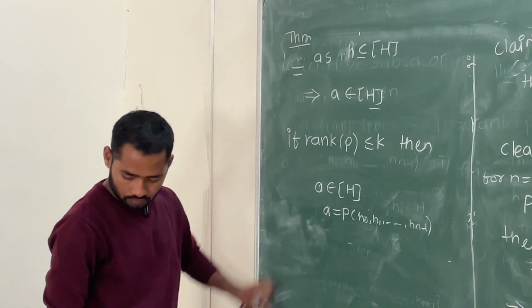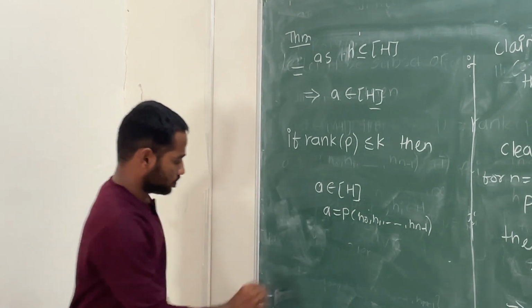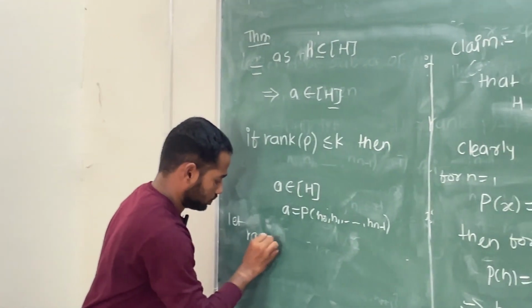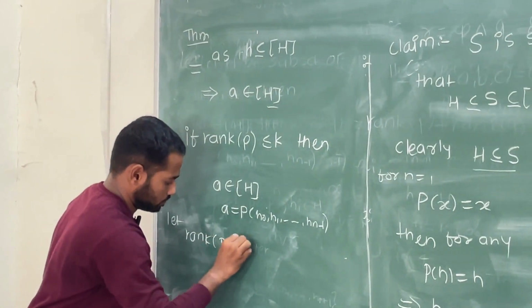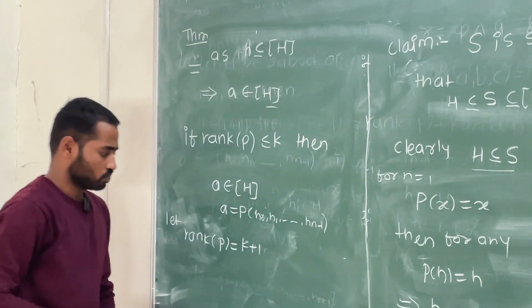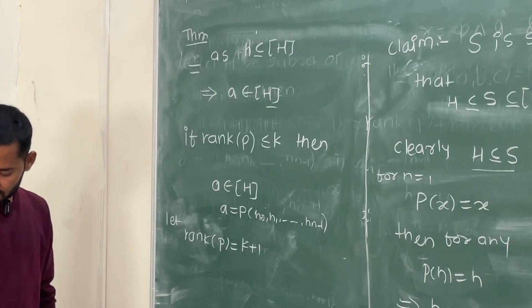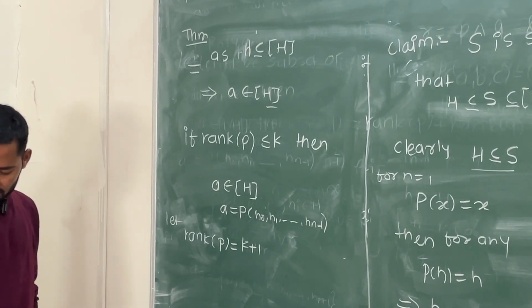Now let rank of the polynomial P be k plus 1. For this also, if a is equal to P of that value, we want to show that a belongs to square bracket of H. Is this clear?